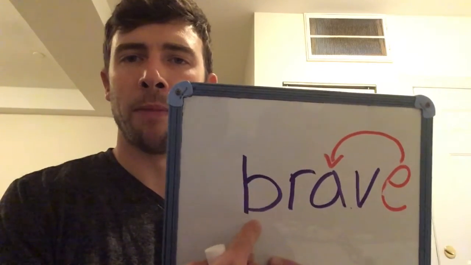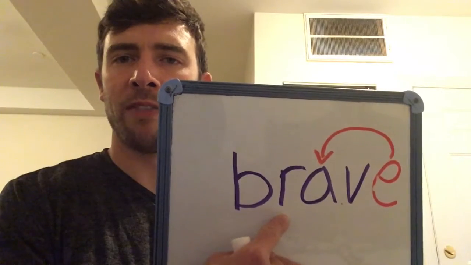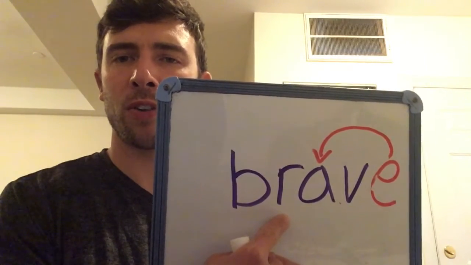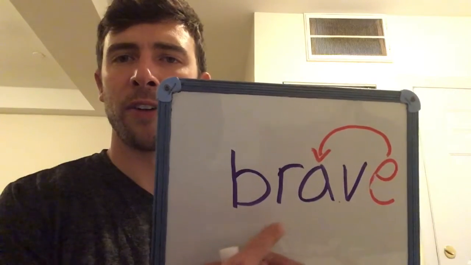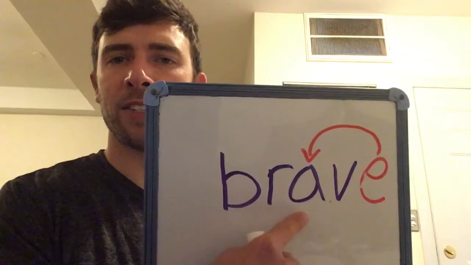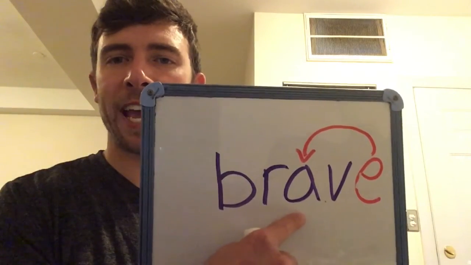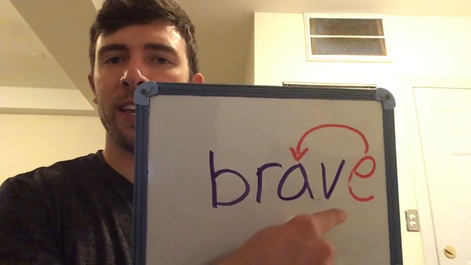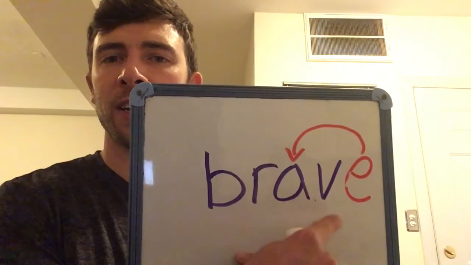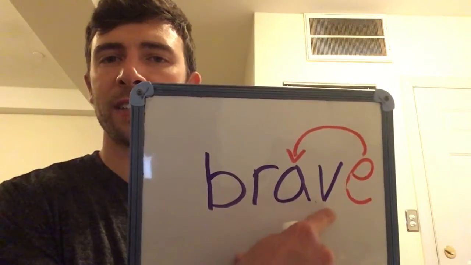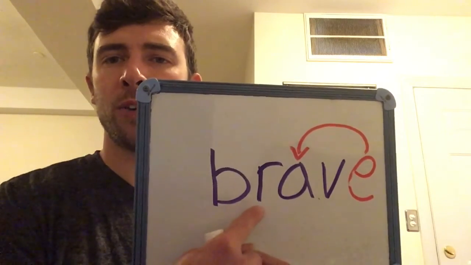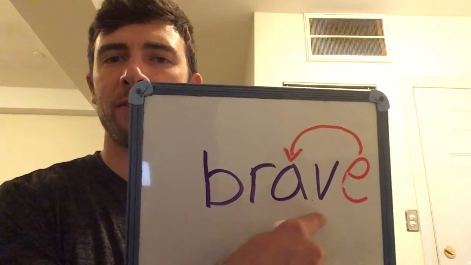So this is B. Then we have R. R, like our last word, sounds like R. B. We know our A sounds like its name. It's going to sound like A. And we have another letter here that we haven't seen yet today. This is the letter V. That sounds like V. So far we have B, R, A, V.